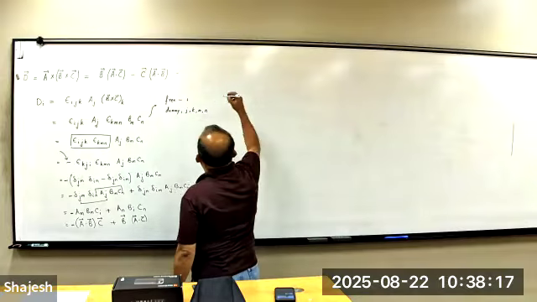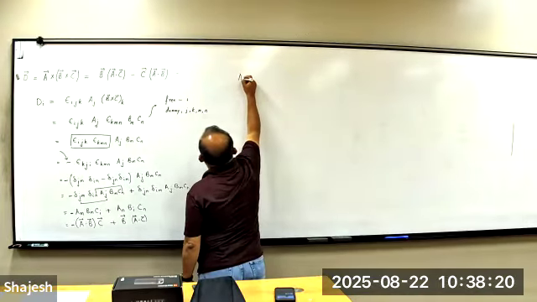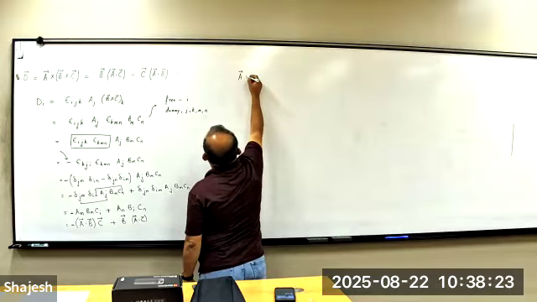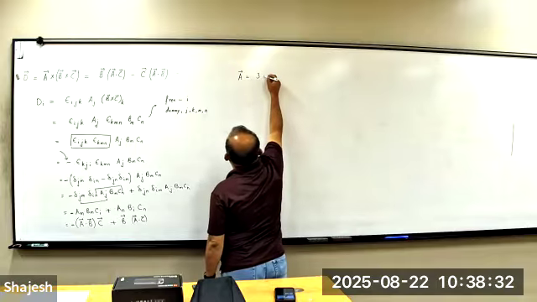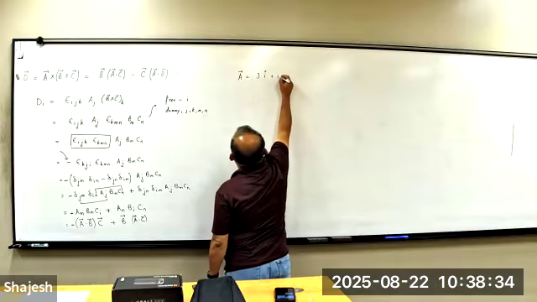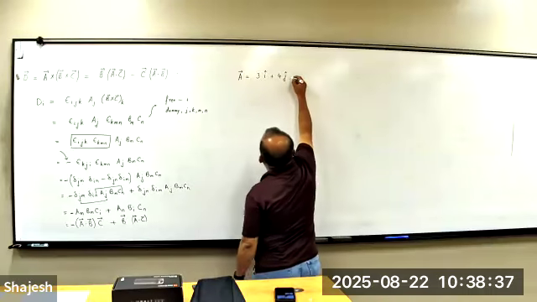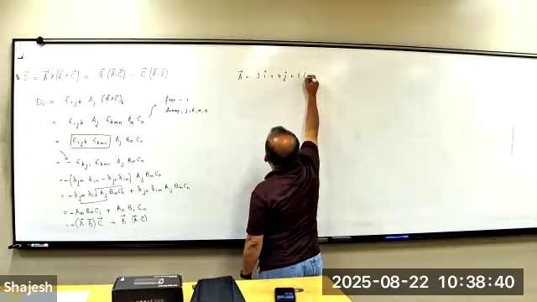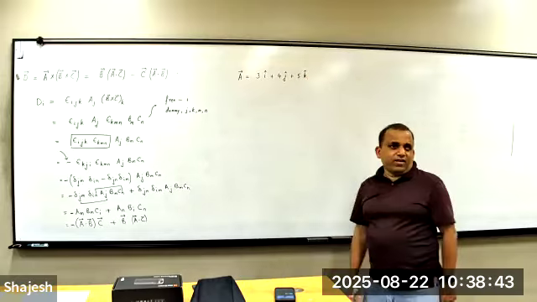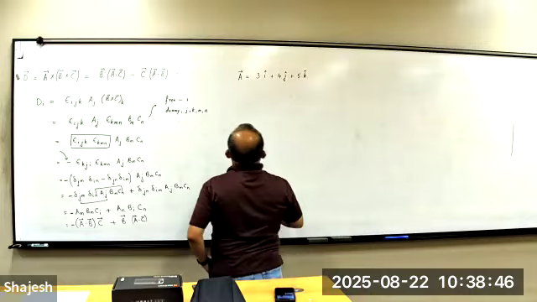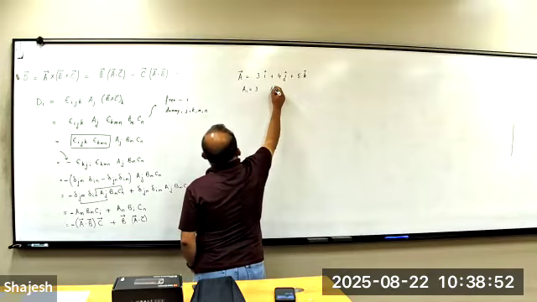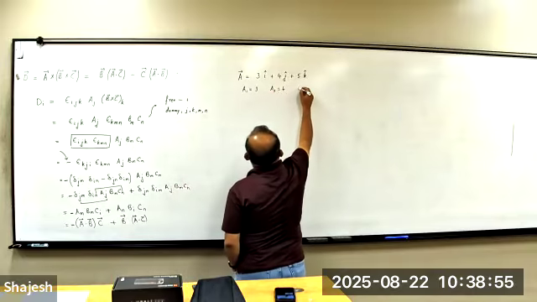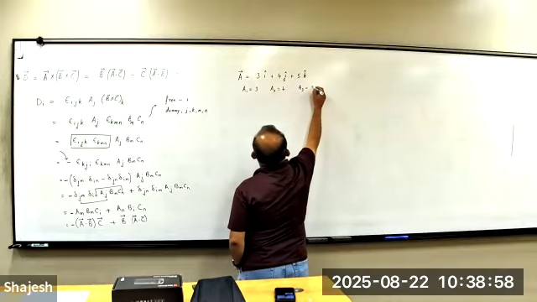Let's go back and think of a vector. So a vector is usually, let's say, 3 i hat plus 4 j hat. That's an example of a vector. Plus 5 times k hat. Here, of course, we have a1 equal to 3, a2 equal to 4, and a3 equal to 5.